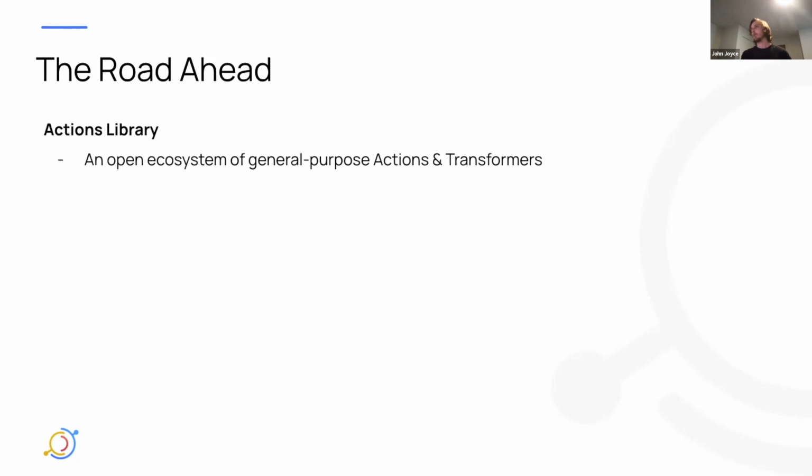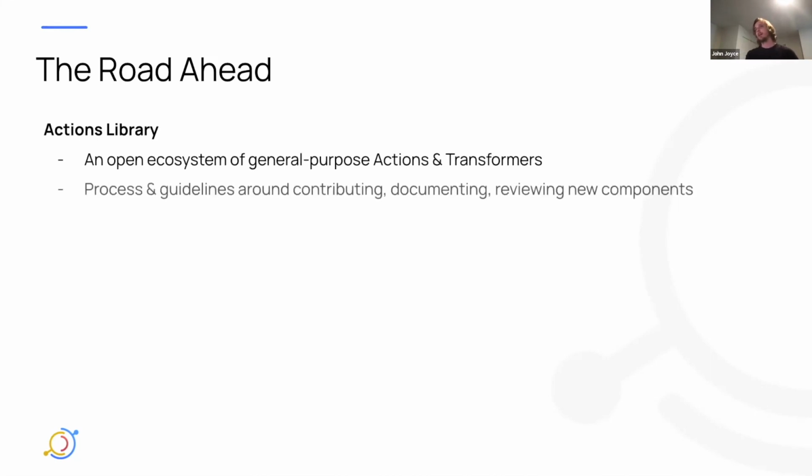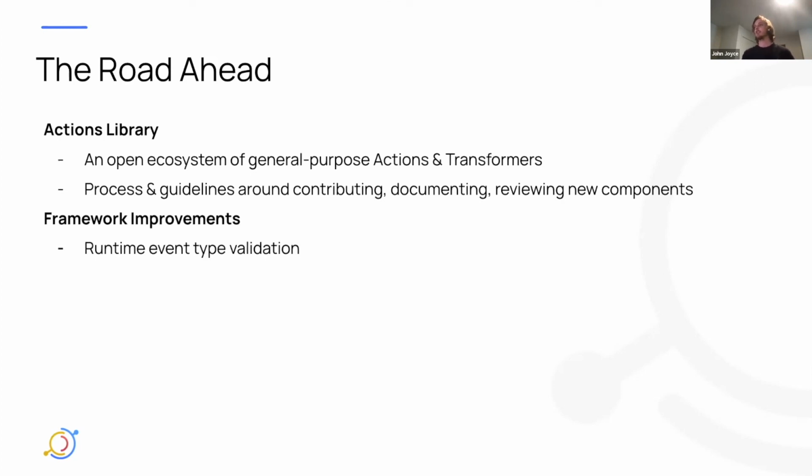All right, now I'll just quickly talk about the road ahead. Where we want this to go is to become an ecosystem of general purpose actions and transformers that the community can use and share. Processing guidelines around how to contribute, how to document, and how to review new components. And then finally, just some framework improvements that we already know we'll probably have to make. Runtime event time validation a little bit stronger. What this means is making sure that the inputs and the outputs of each transformer and each action are what is expected.